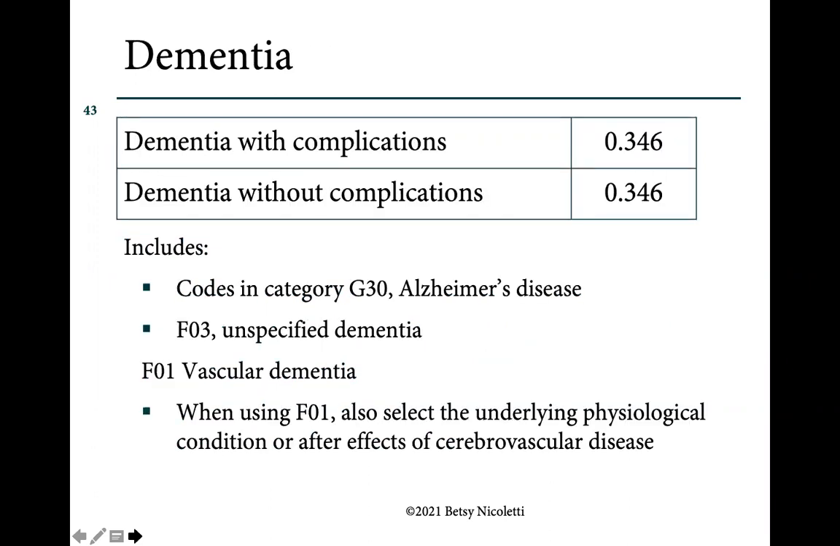Dementia with and without complications have the same risk-adjusted score. This includes codes in G30, Alzheimer's, F03, unspecified dementia, and F01, vascular dementia. When we code vascular dementia, we're asked to code the underlying physiological condition as well, or the after effects of cerebrovascular disease. And the after effects codes of CVA, we're going to talk about next week. These dementia codes with and without complications are divided into with and without behavioral disturbances.